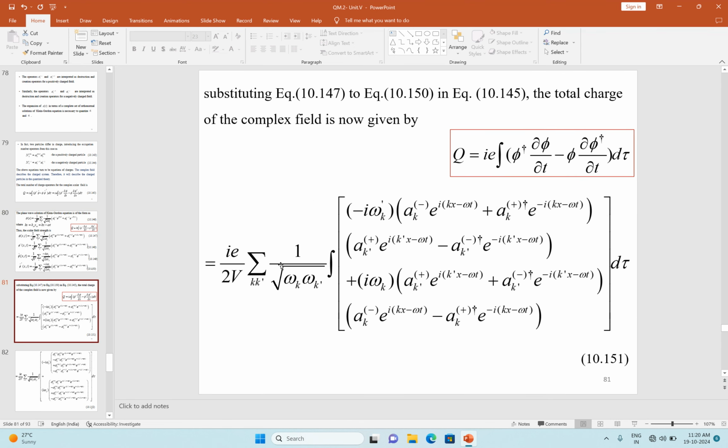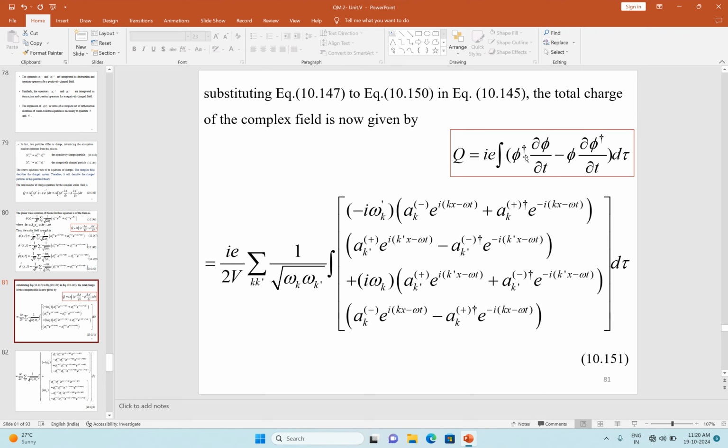Then 1 by root of omega k, that another omega k will become omega k prime. See, I repeat, 1 divided by 2 omega k multiplied by 2 omega k prime. I have pulled 2 out. So that will give me i e divided by 2V, summation over k prime, 1 divided by root of omega k prime. So now look at the first term.